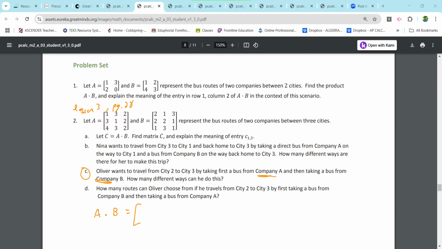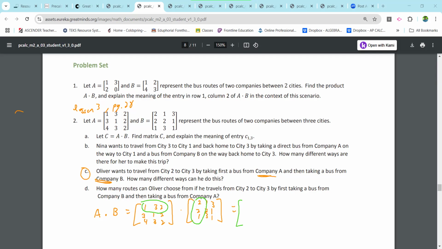So we'll do 1, 3, 2, 3, 1, 2, 4, 3, 2 times 2, 1, 3, 2, 2, 2, 1, 1, 3, 1. And again, it is row by column. So let's see how well we produced. What's my first answer? Good.